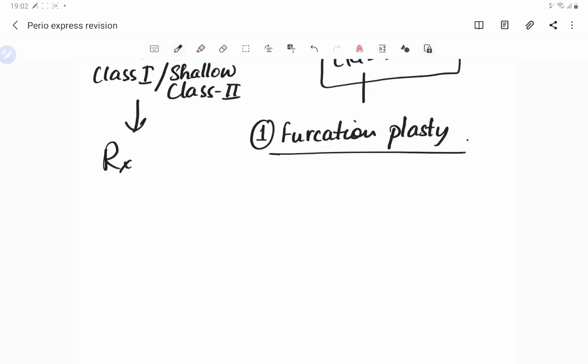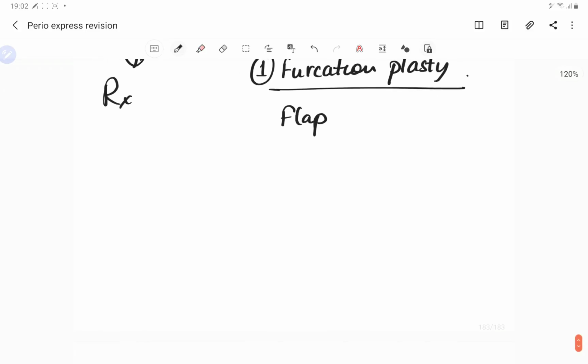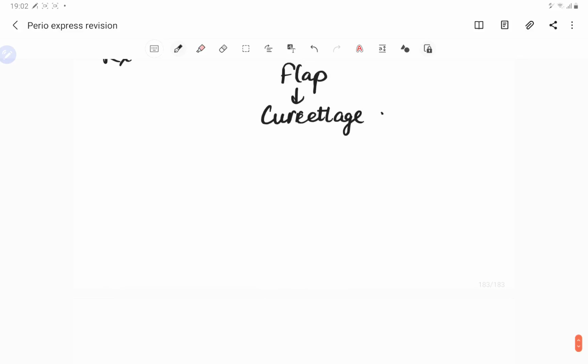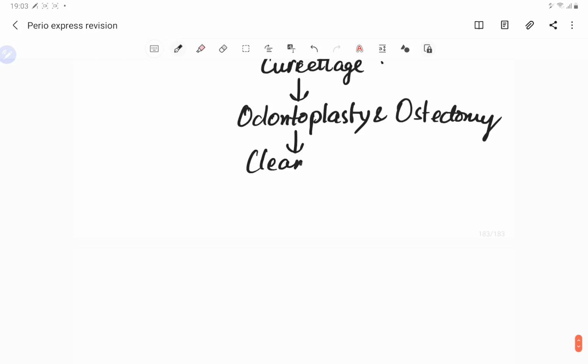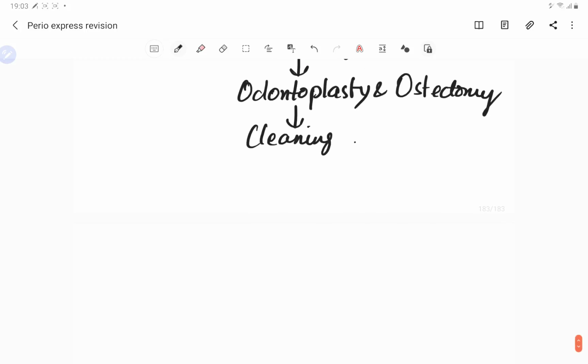So first of all, we reflect the flap, then we do the curettage, that is, we remove the granulation tissue, then we do the odontoplasty. Odonto means teeth, plasty means to reshape, and we can also do the osteoplasty or osteectomy. Then we do the cleaning and debridement, and then we pull the flap apically and cover the furcation area.